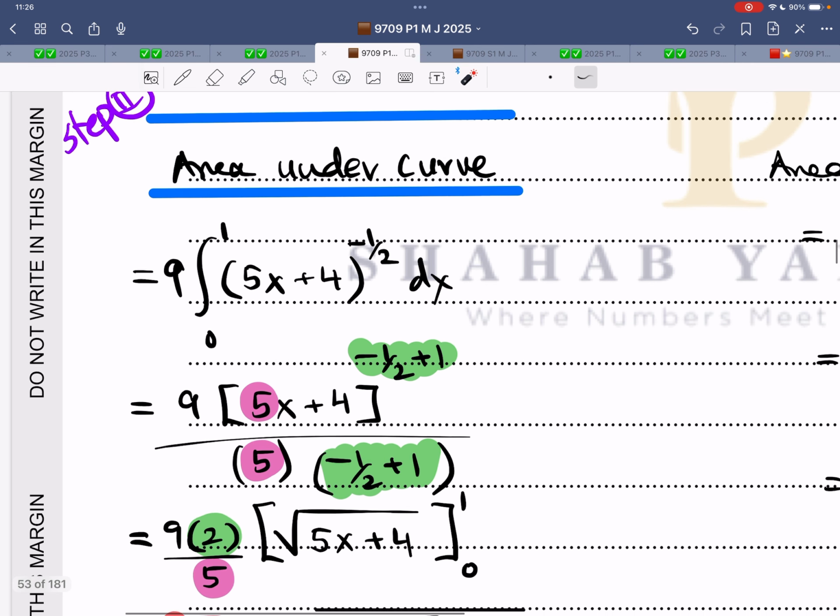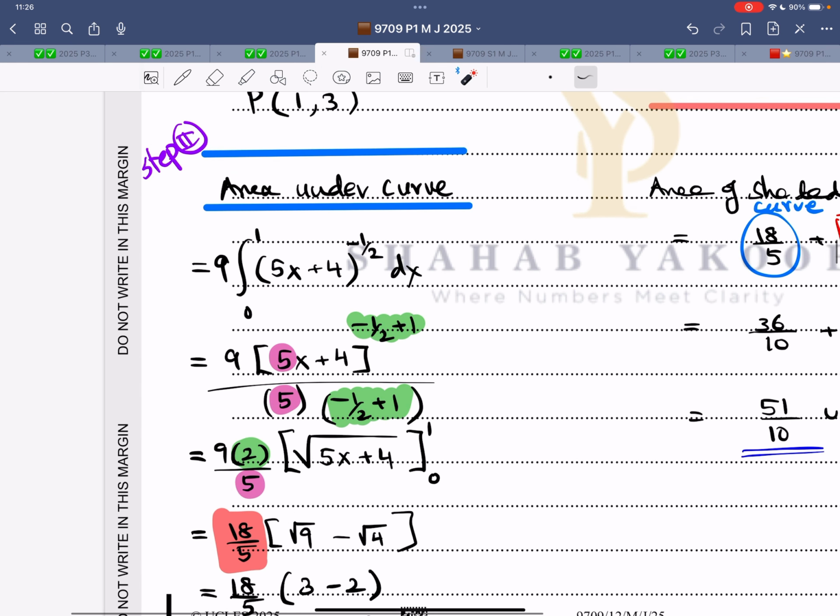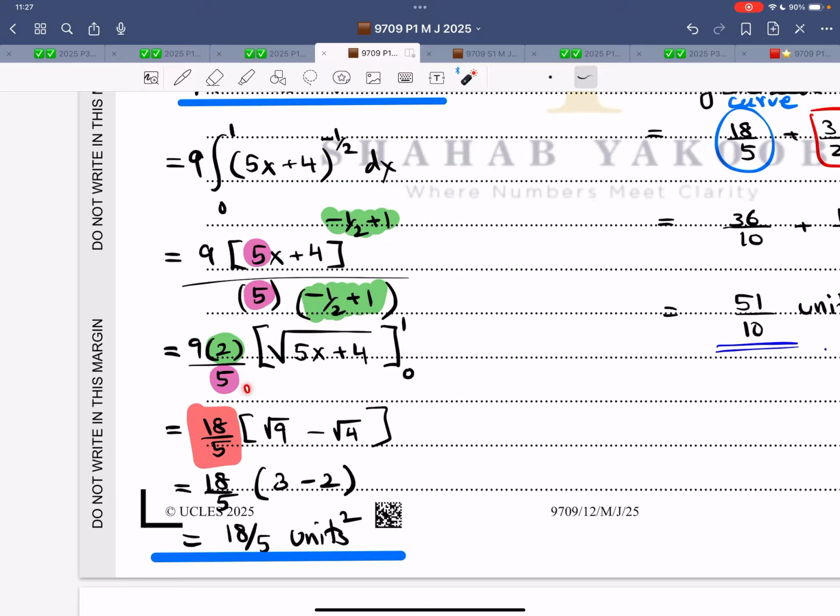Step 2, area under the curve. So area under the curve is integration between the limits 0 and 1. So this is 0, this is 1, area under the curve. So now that is integration using chain rule. Increase the power by 1, divide by the new power. Don't forget to divide by coefficient of x. First simplify, then plug in the limits. And then you get this answer, leave it in fractions.